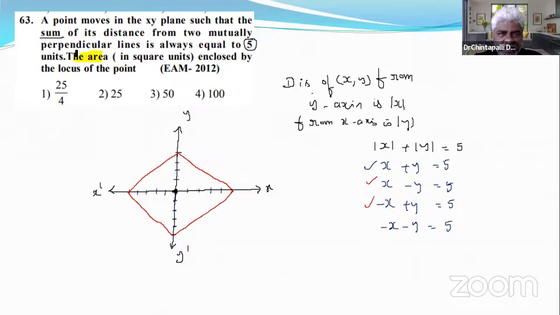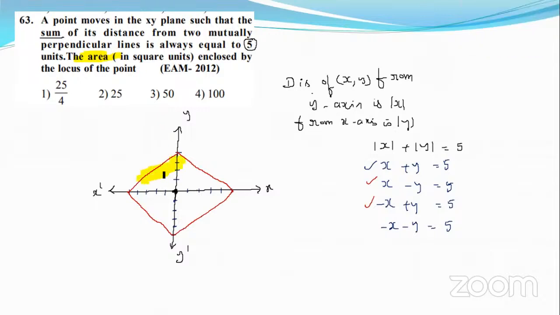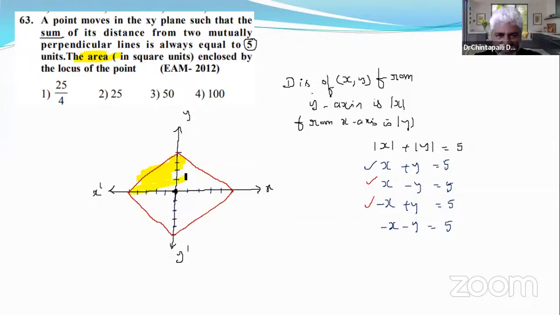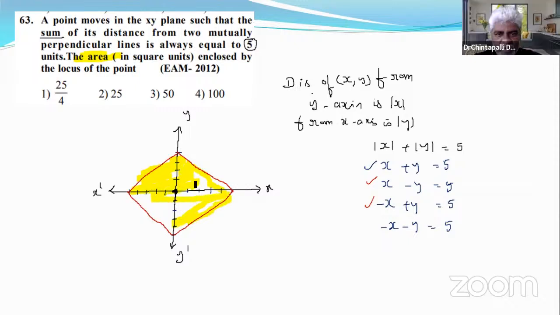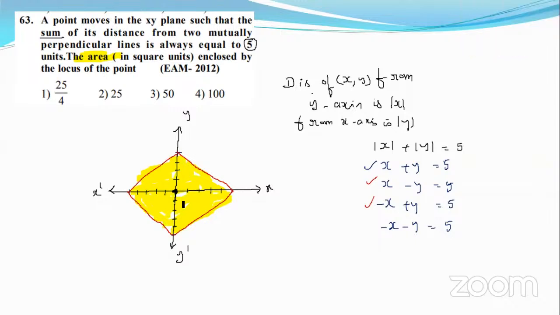See, the area enclosed by the locus of the point is asked actually. Clearly it is a rhombus. You know the formula to find the area of a rhombus? No, sir. I'll give it to you. The area of a rhombus is half into D1, D2, where D1, D2 are the diagonals. It is a rhombus, right?